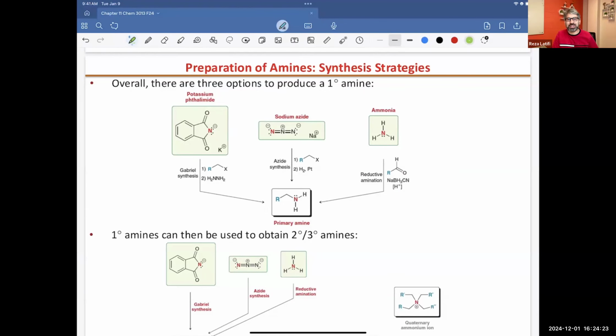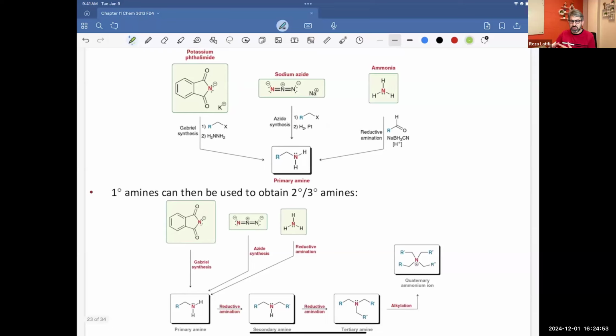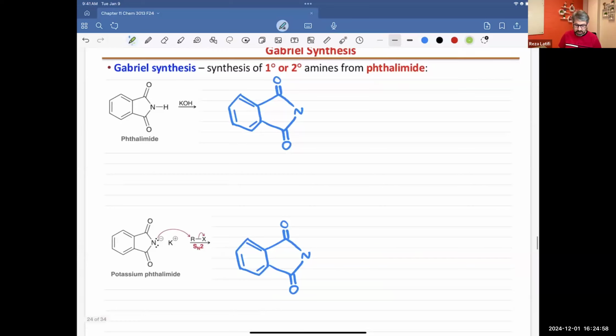In the last lecture, I was talking about how to produce primary amine, and the method that we went after it was the sodium azide method. And I said we have three methods that we can practice: the sodium azide method, the Gabriel method, or the reductive amination. Any one that you use, you can get a primary amine, and the primary amine can be used again for any of these methods to produce secondary or tertiary amines. Okay, so let's go after the Gabriel method.